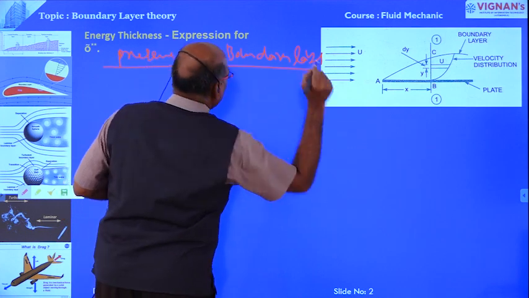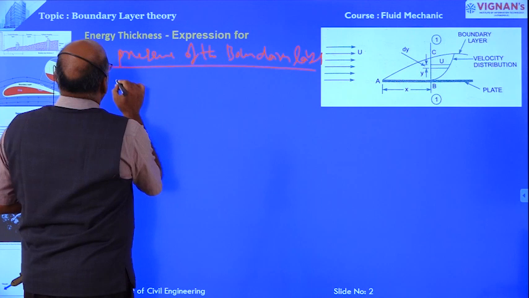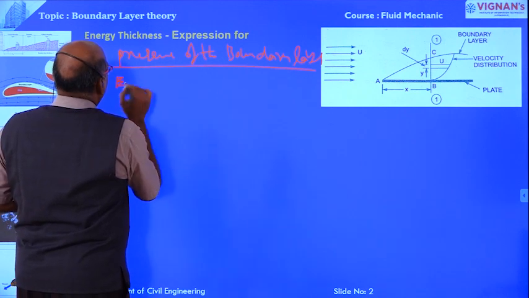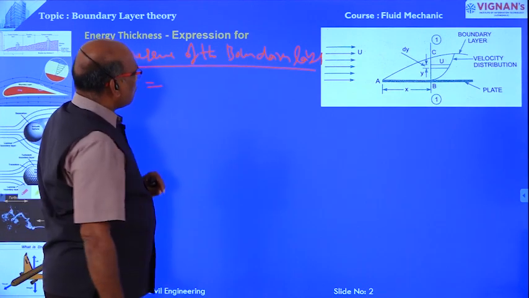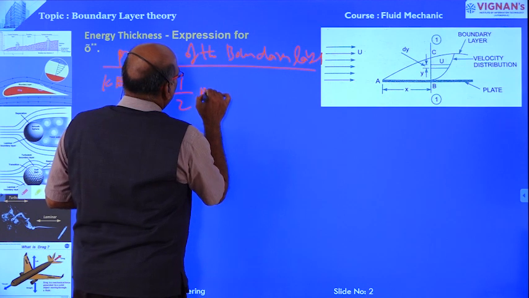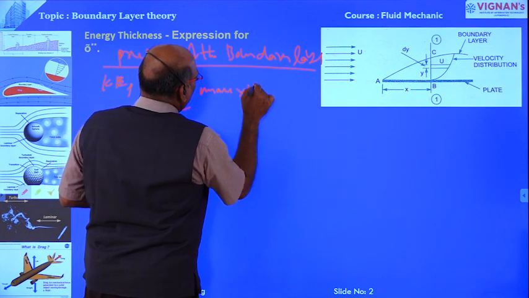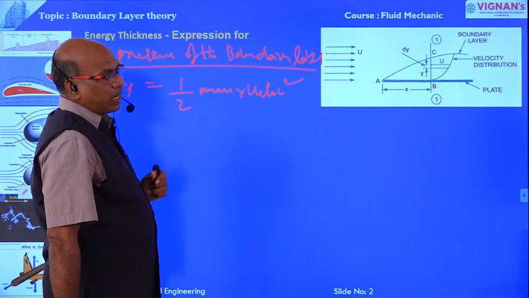Presence of the boundary layer, energy thickness. Energy thickness, or kinetic energy thickness, in the presence of the boundary layer. Kinetic energy is equal to half mass into velocity square.